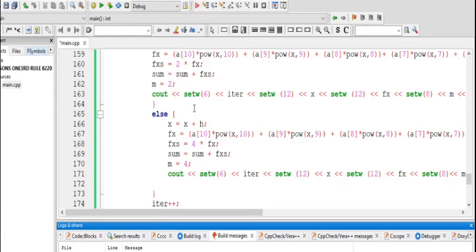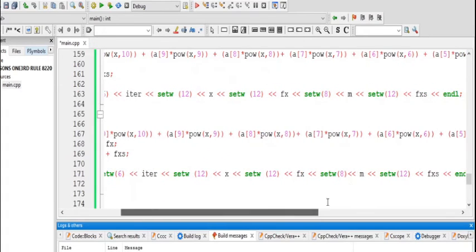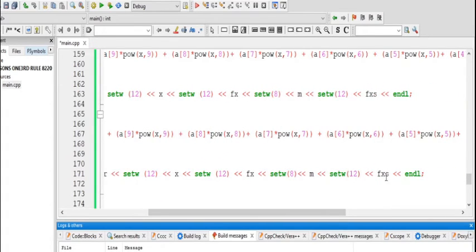Else, if the iteration is odd, then we will perform x is equal to x plus h, and then perform the f function of x for this equation, and f of xs is equal to 4 times function of x. Sum is equal to sum plus f of xs. The multiplier for odd is 4. Then again, we will print out iteration, x, f of x, the multiplier, and the f of x Simpson's.